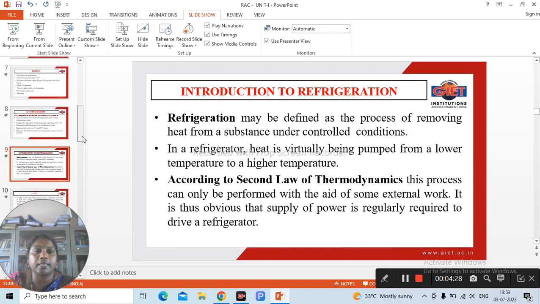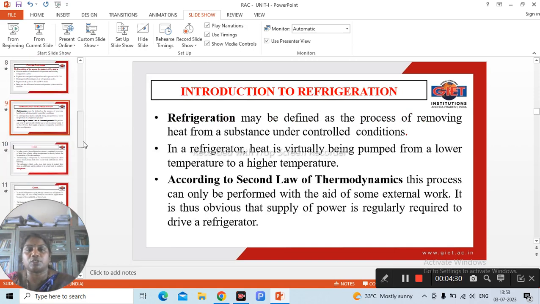Next, see the introduction part of refrigeration. What is refrigeration? It is defined as the process of removing heat from a substance under controlled conditions. Controlled conditions means we have to consider the pressure, temperature, volume, and humidity conditions, so we call it under controlled conditions.